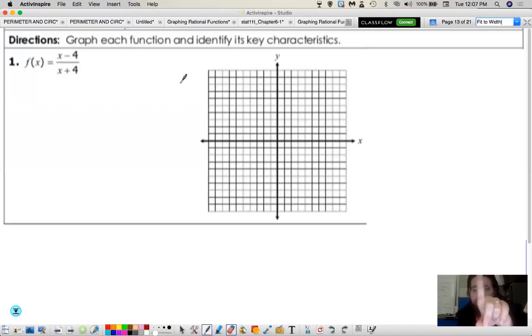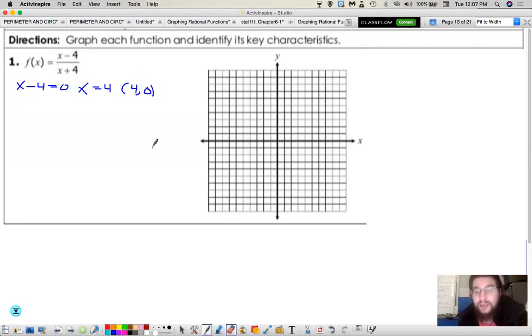Step number 1, simplify. Can't factor, can't cancel, can't do anything. So it's simplified. Step number 2, intercepts. Start with the x, numerator equals 0. So that means x is 4. So that's the ordered pair for 0.